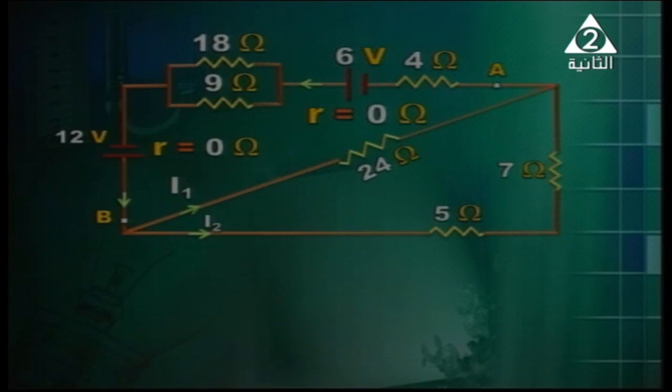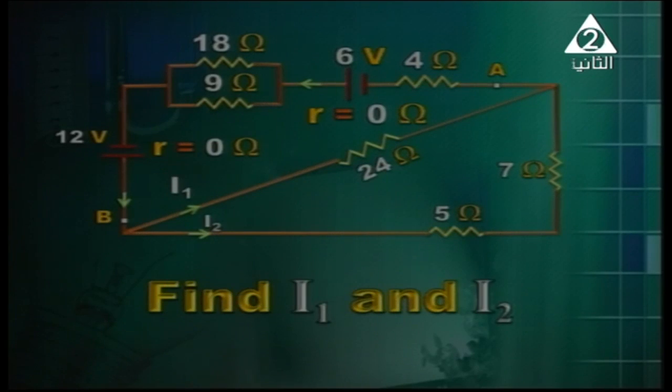Okay, and we've got, yes, another parallel combination, which consists of a 24 ohm resistor connected to the other branch, which consists of a 5 ohm resistor and a 7 ohm resistor connected in series. So they'll form a resistance of 12. So actually the second parallel combination consists of a 24 ohm resistor and a 12 ohm resistor. Okay. And now we want I1 and I2.